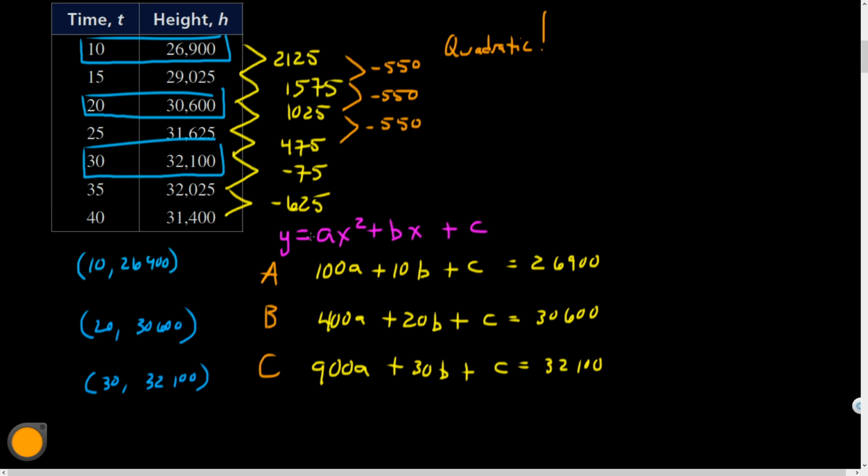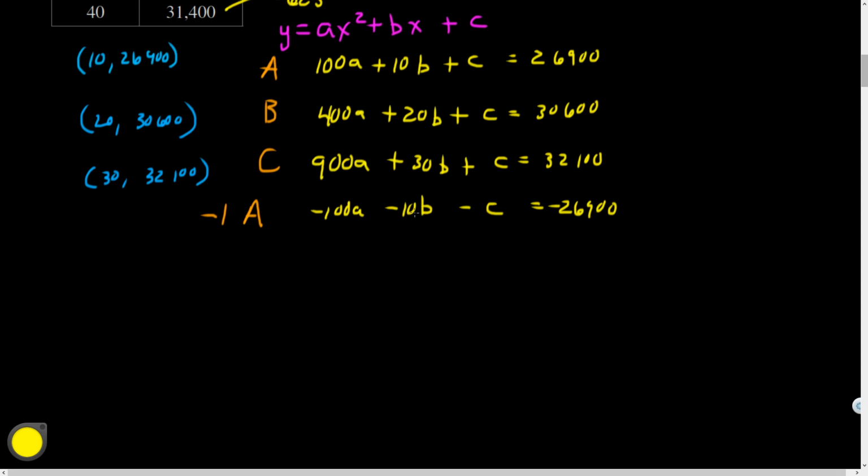And so we could use the elimination method, maybe because all of the C's are the same, which they always will be in this setup, because X doesn't influence the C value. Since A is the equation with all the smallest numbers, I'm going to get the opposite of A. So I'm going to figure out what's negative 1A. And so that would be negative 100a minus 10b minus c equals negative 26,900. Here we go. And let's eliminate that.